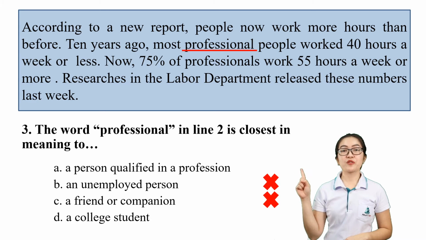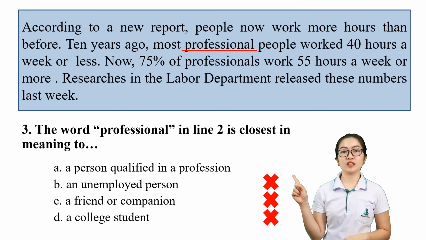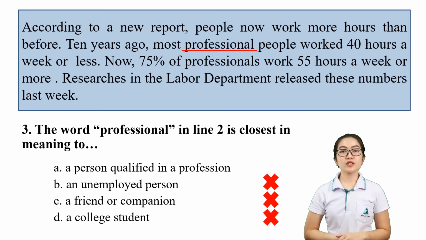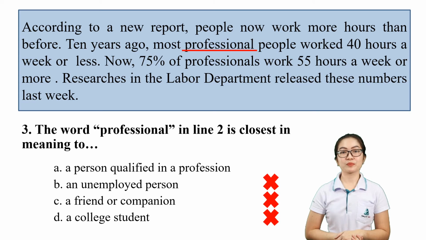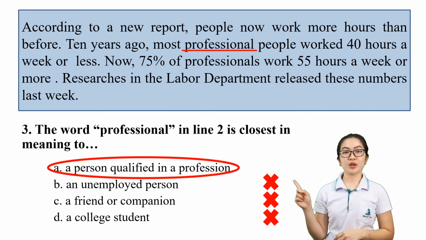Letter C. Friend or companion is not mentioned in the passage. Lastly, letter D. College student is not yet considered as professional since they are ones who are still studying in order to graduate and find a job. Professional is a word relating to or connected with a profession, leading us the answer to letter A, a person qualified in a profession.